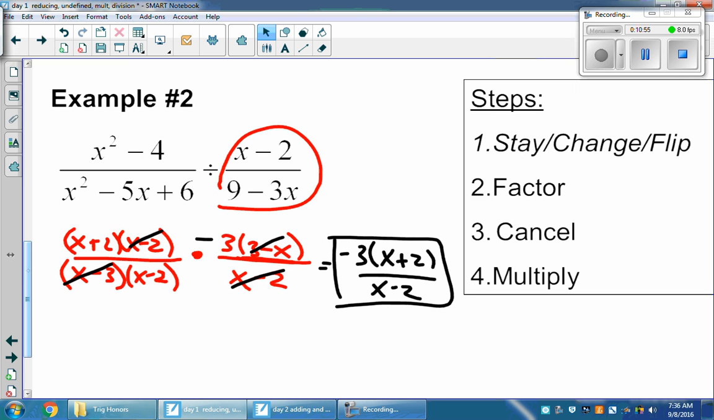Perfect. Again, there's no division. It's based on can you factor. State change flip. Factor everything. Cancel what's the same. It must be a top of the bottom. Watch for the trick.